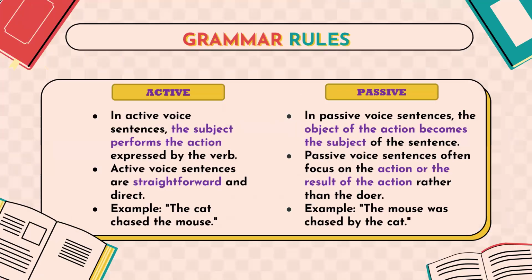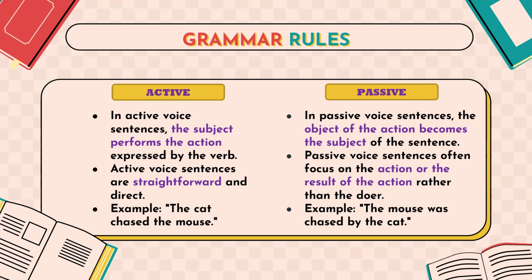The rules. In active voice sentences, the subject performs the action expressed by the verb. Active voice sentences are straightforward and direct. Here, the example is: the cat chased the mouse. Here, the subject is the cat. The cat performs the action.